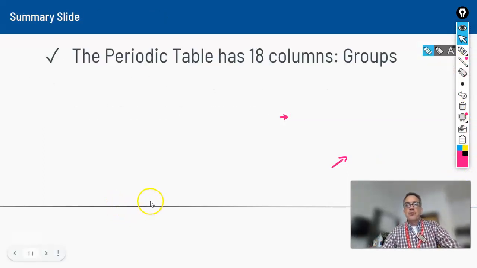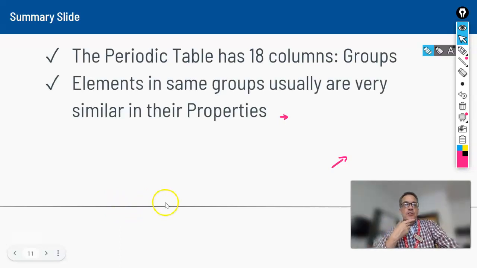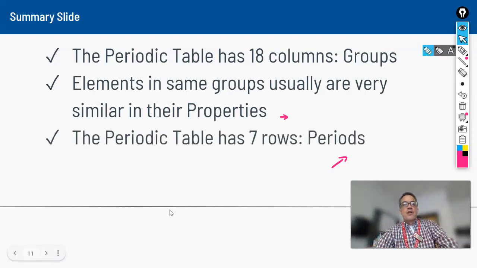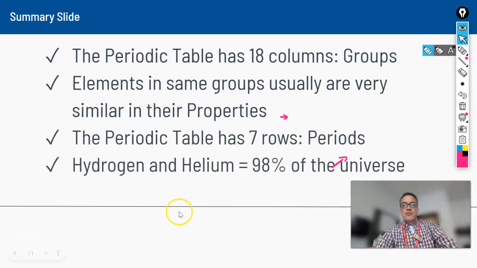In summary, the periodic table has 18 columns. We call those our groups. Elements in the same group are usually very similar in their properties. So if we know where, for example, lithium is, we should be able to predict that other things in the same group are going to be very similar. We've got 7 rows, which we call periods. And despite the 118 little boxes on the periodic table, hydrogen and helium actually make up 98% of the universe, and are going to be the 2 most common things that we come across.